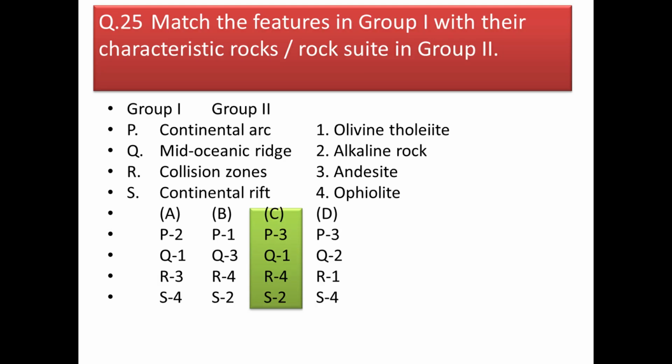Next question. Match the features in group 1 with their characteristic rock or rock suite in group 2. Now in continental arc we will get andesite. In mid-oceanic ridge we will get olivine tholeiite. In collision zones we will get ophiolite, and in continental rift we will get alkaline rocks.